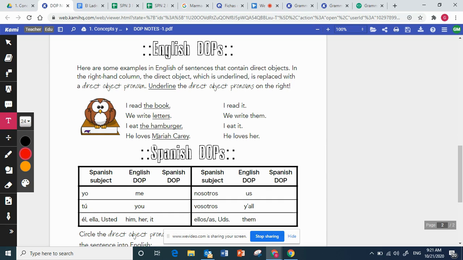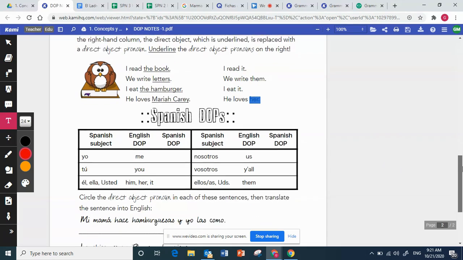The hamburger. He loves Mariah Carey. He loves her. Who is her referring to? The antecedent, or the word that her is referring back to, is Mariah Carey. Generally, you should always be able to go back into the sentence or back into the paragraph and see clearly who the words me, you, him, her, us, and them, it refer back to. If you can't do that, it's unclear.